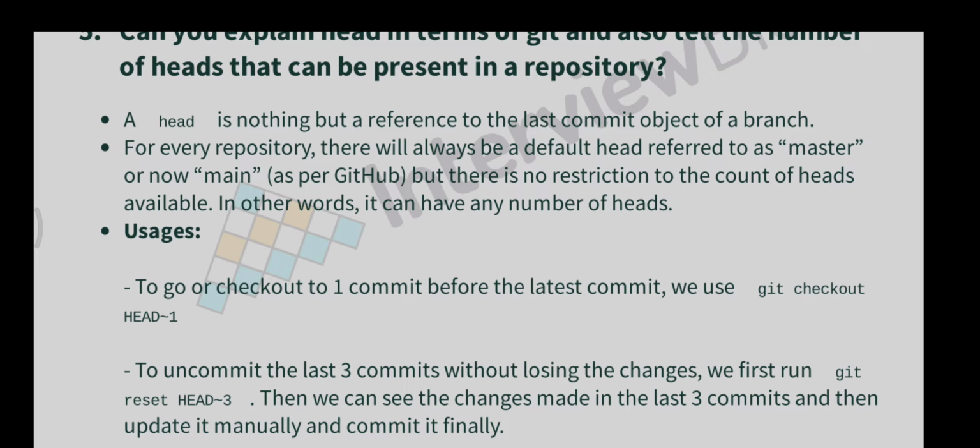We use it to go or check out to one commit before the latest commit. We use git checkout HEAD~1 to uncommit the last 3 commits without losing the changes. We first run git reset HEAD~3. Then we can see the changes made in the last 3 commits, update them manually, and commit them finally.